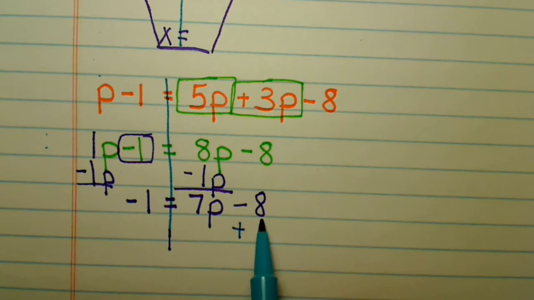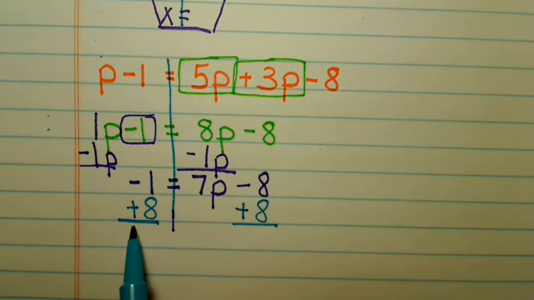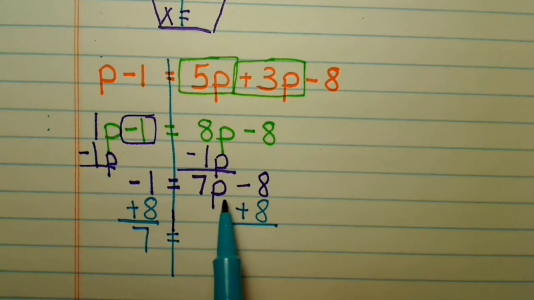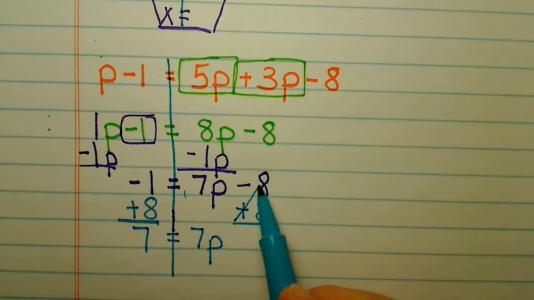So I'm going to do the inverse. I'm going to add 8. I'm going to add 8 on that side, and I'm going to add 8 on that side. And a negative 1 plus 8 is 7. Bring down the equal sign. I haven't done anything with that now, so I'm going to bring it down. And that's going to cancel because they're inverse.